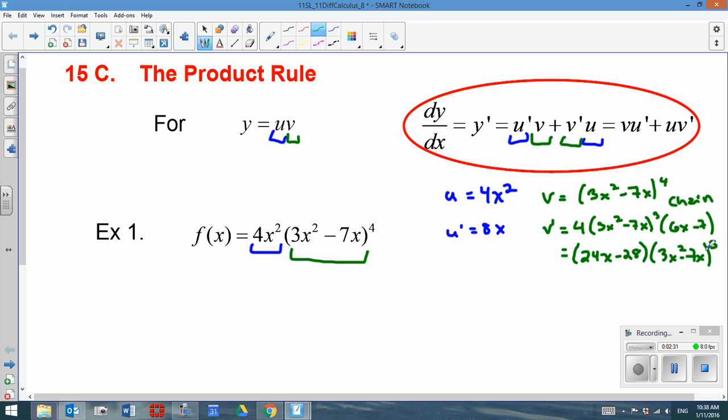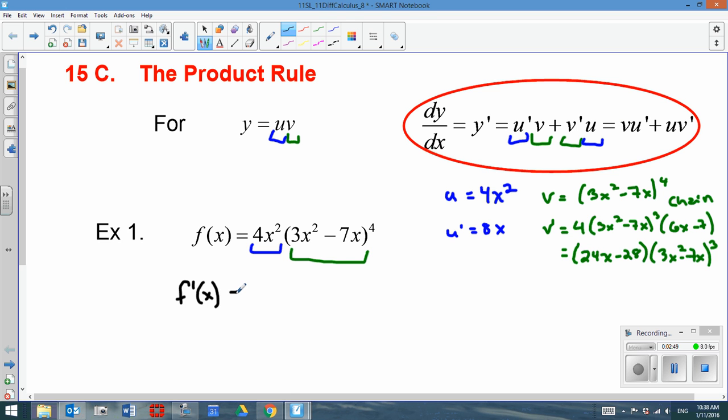I'm not going to expand that because to the third power would be too much, but I can at least put together the 4 and the 6x minus 7. That might help me down the road. So if I can simplify any of these derivatives before I begin to apply the product rule, it would be very helpful. So let's go back now and actually use the product rule.